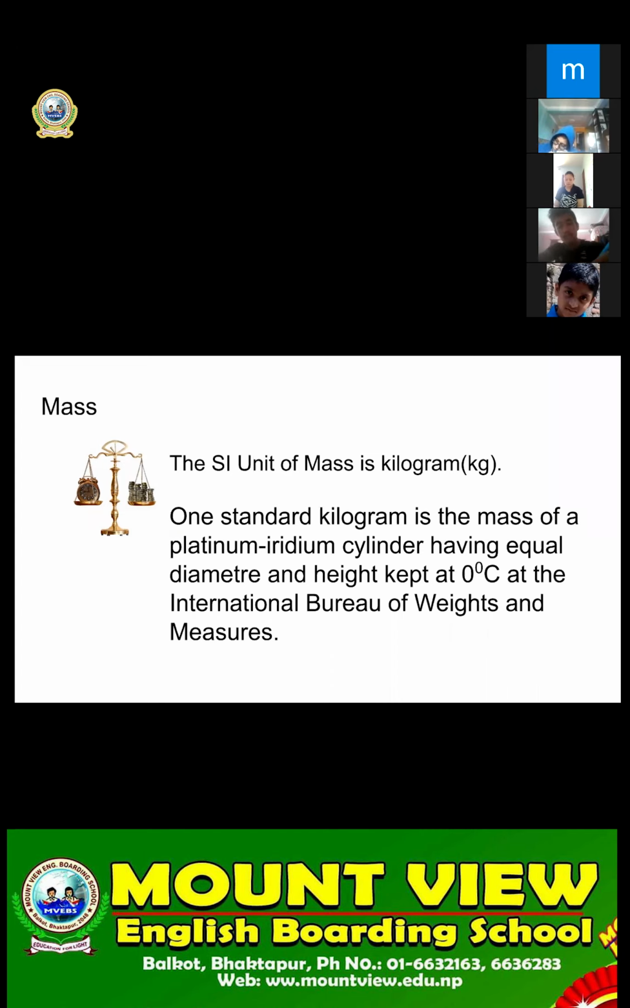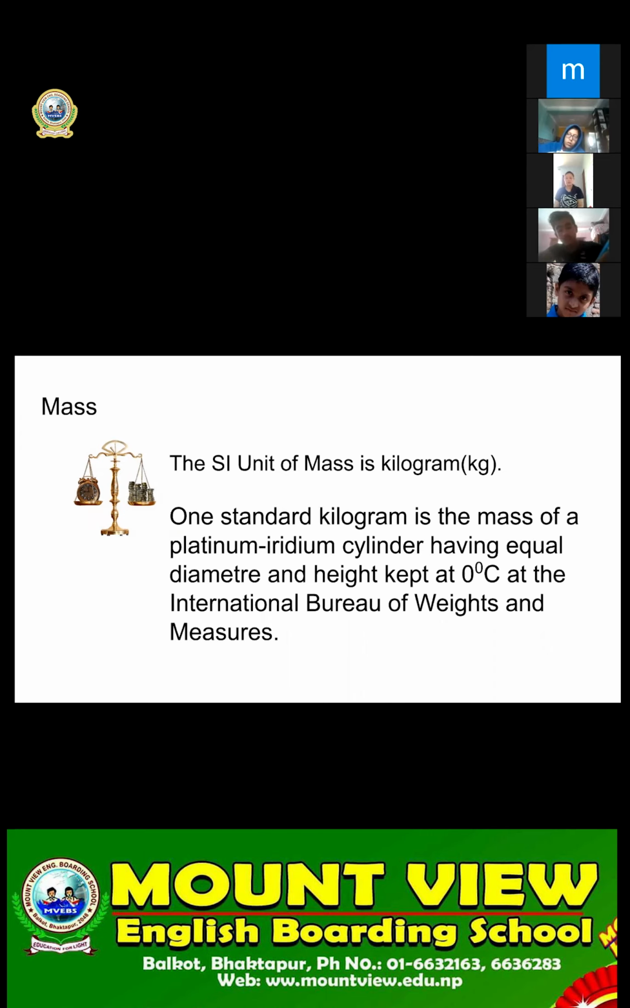An alloy made of platinum and iridium is converted into the shape of a cylinder, having equal diameter and height. Let me tell you, the platinum iridium cylinder has a mass equal to 1 kilogram. Its diameter and height are equal to 39 millimeter. A very small cylinder. That platinum iridium cylinder was kept at a place called the International Bureau of Weights and Measures.